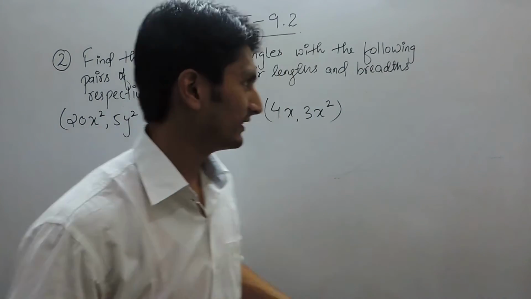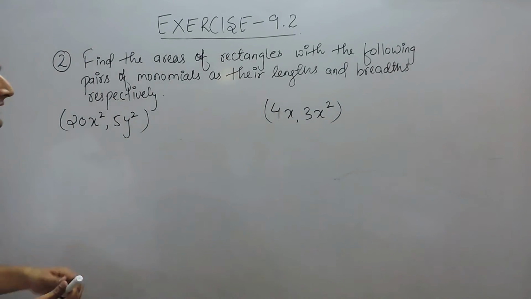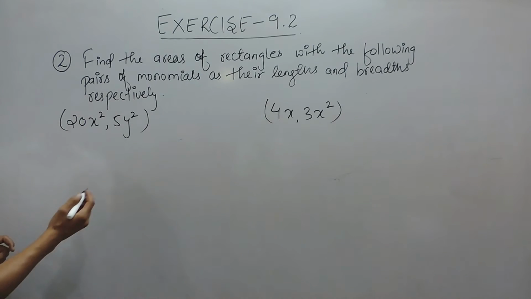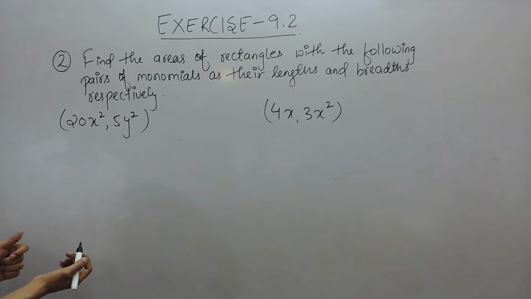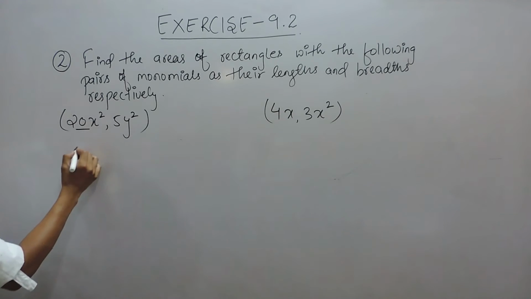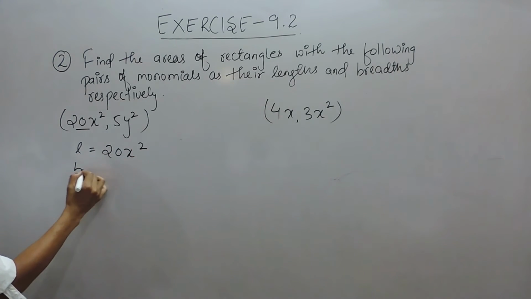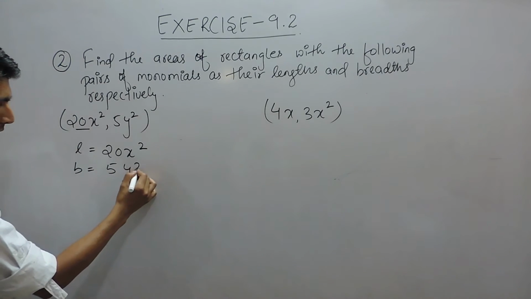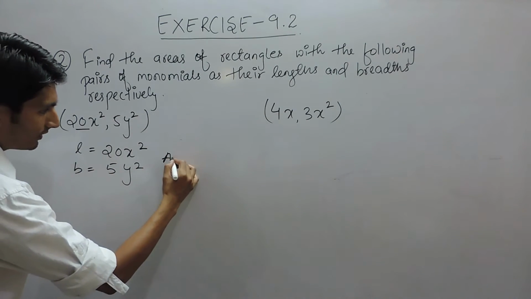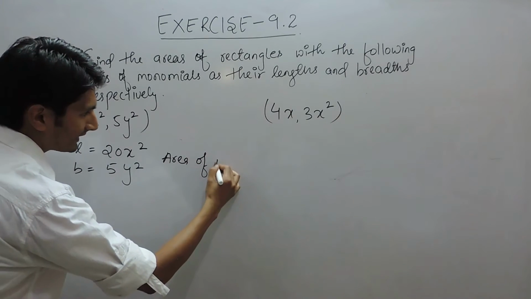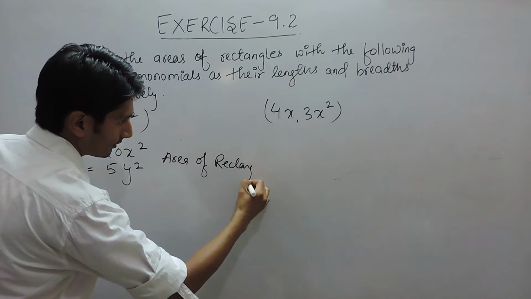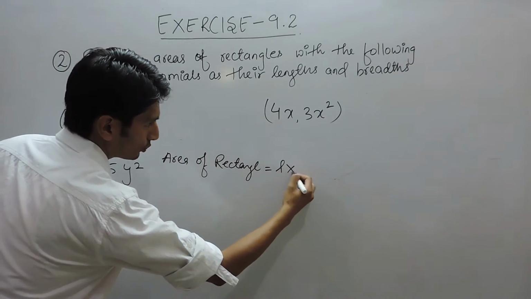Hello everyone, in this video we are going to solve the remaining part of question number 2. In this case again you have to find the area of the rectangle, and in this case length is given as 20x² and breadth is given as 5y². We know that area of a rectangle is equal to length into breadth.